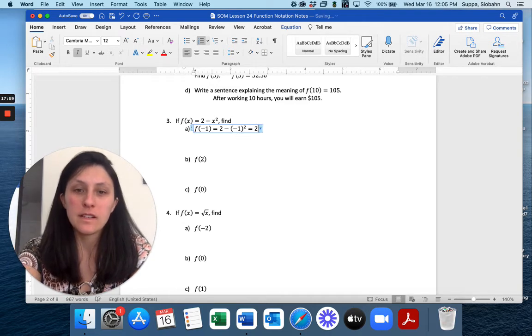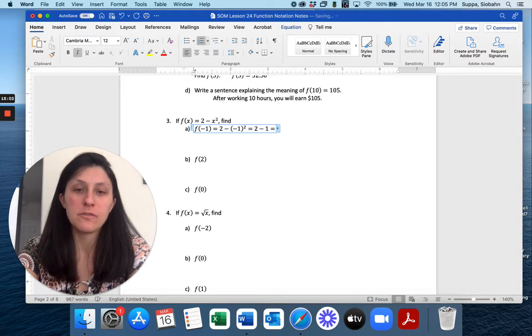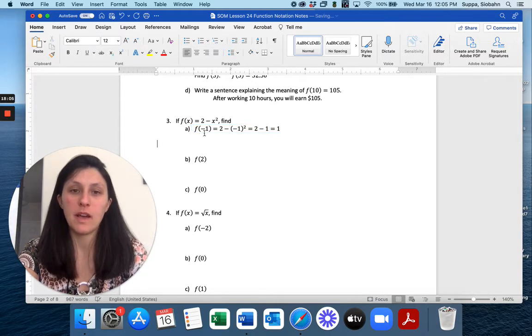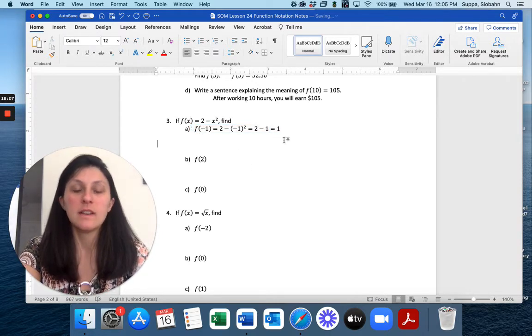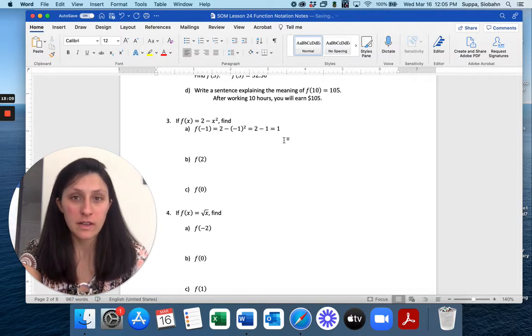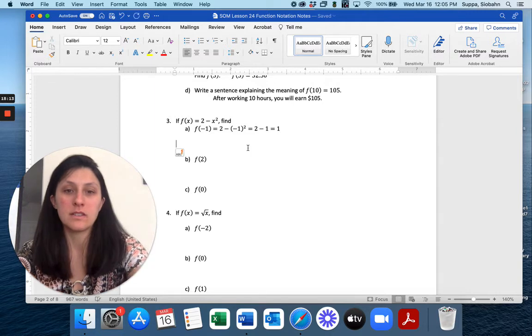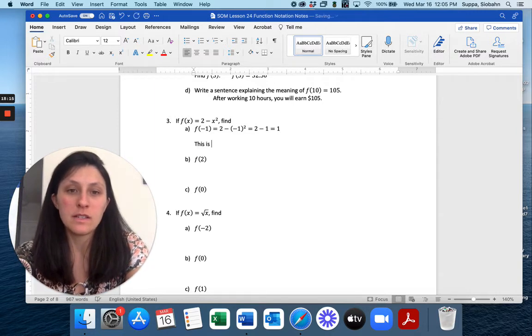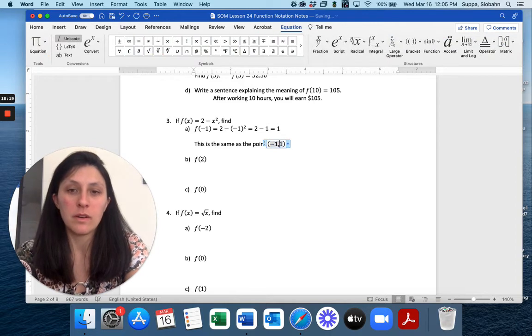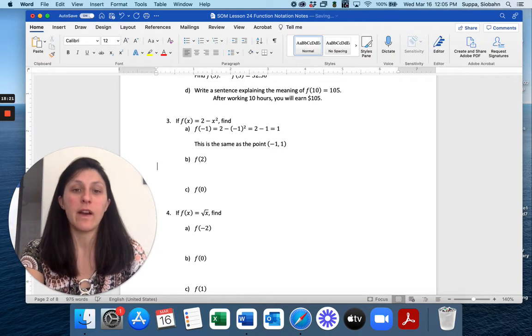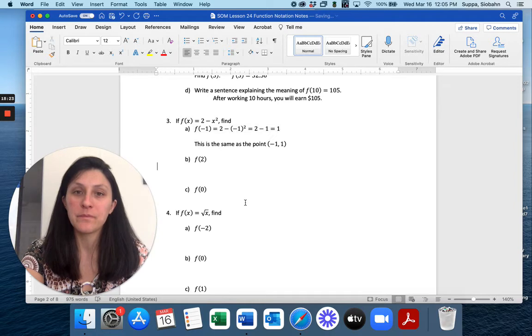Okay, so if you square negative 1, you'll get a positive 1, and 2 minus 1 is 1. So f of negative 1 equals 1. Again, if you were to see this graphically, you would have seen a point at negative 1, comma 1. So let's just make sure we drive that home. This is the same as the point negative 1, comma 1. That's the point you should see on this graph if you were to graph this function.